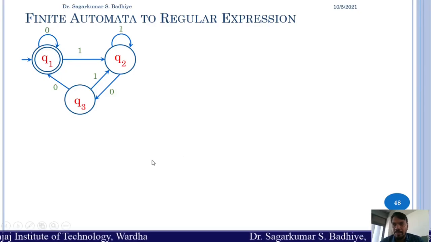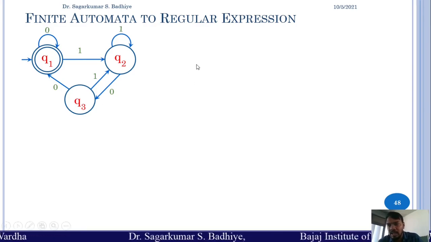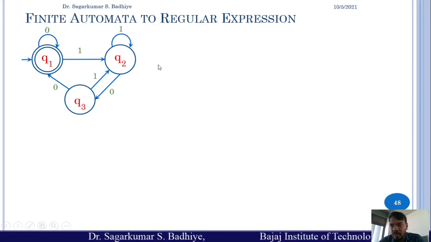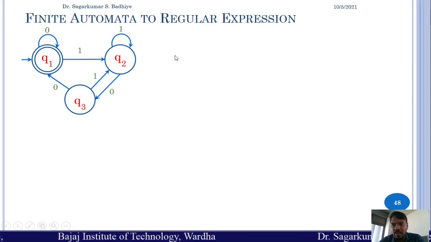and that is to obtain regular expression for this finite automata. Again here there are three states, that is q1, q2, q3, and q1 is the initial as well as final state. So we'll write equation in terms of q1, q2 and q3 by considering the invert transitions.